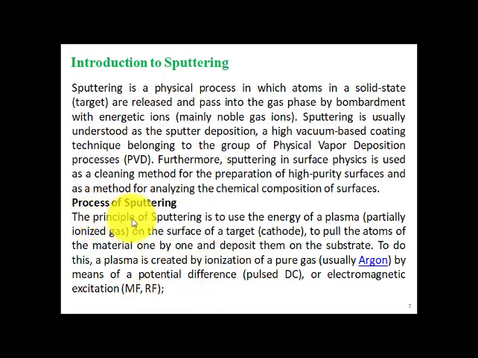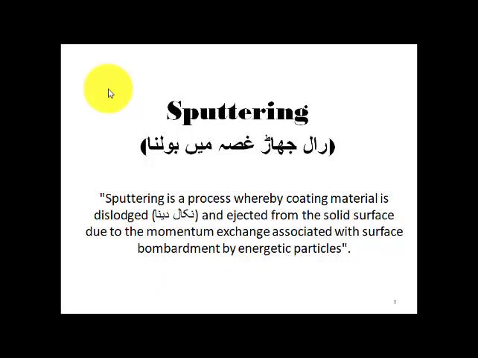So in simple principle, sputtering uses the energy of the plasma to release atoms from the surface of a target cathode, and these atoms are deposited on the surface of a substrate.